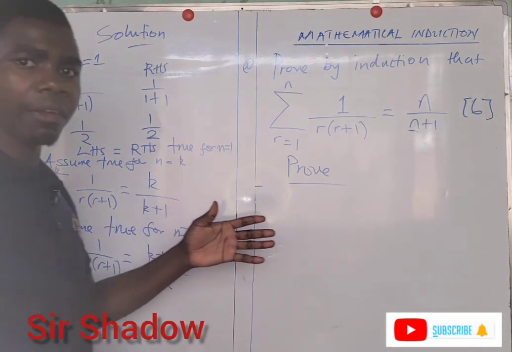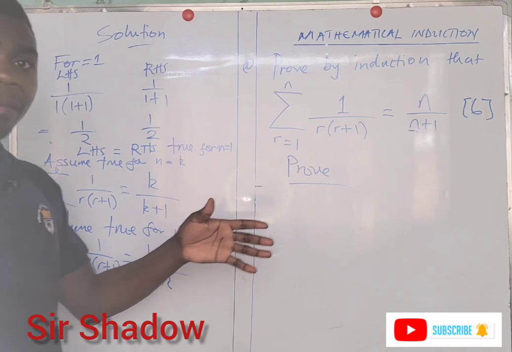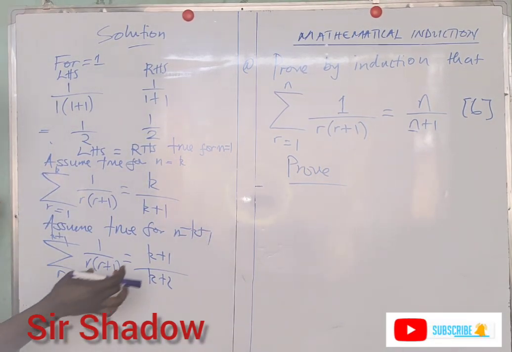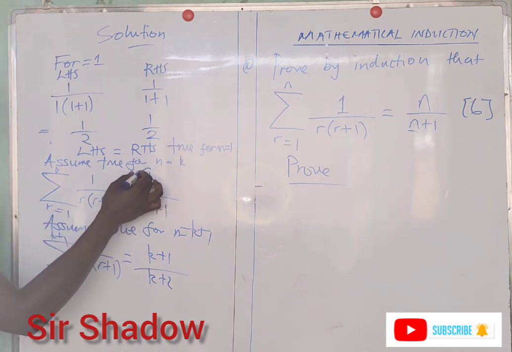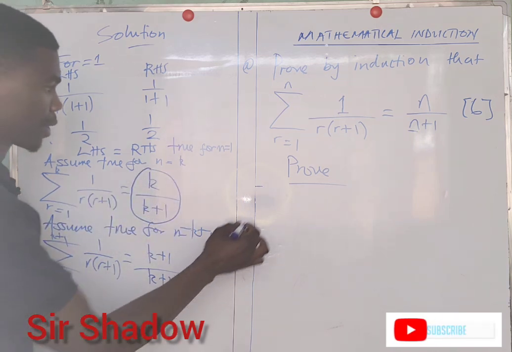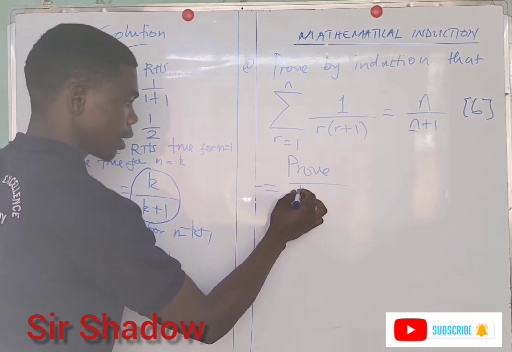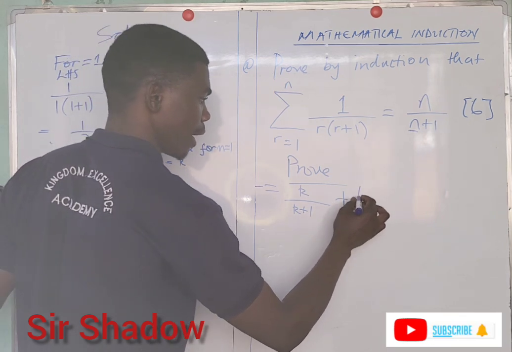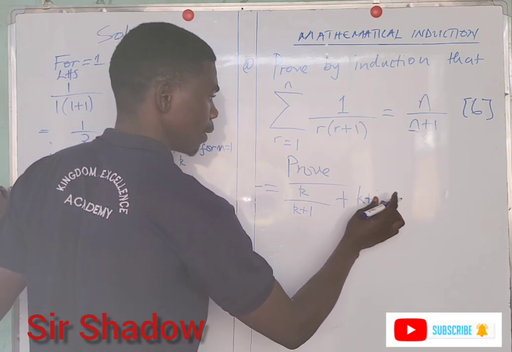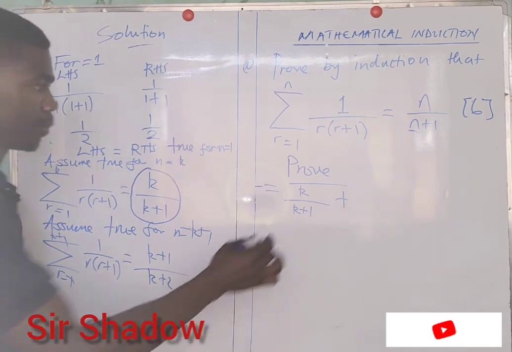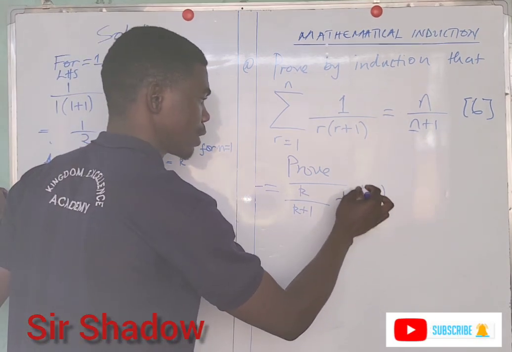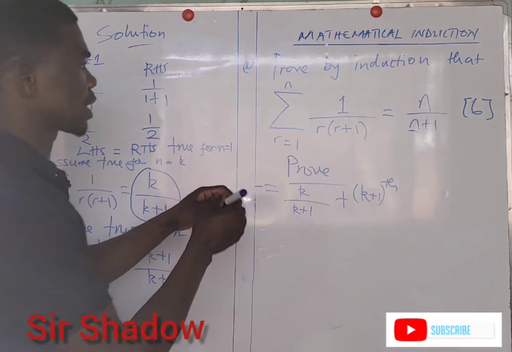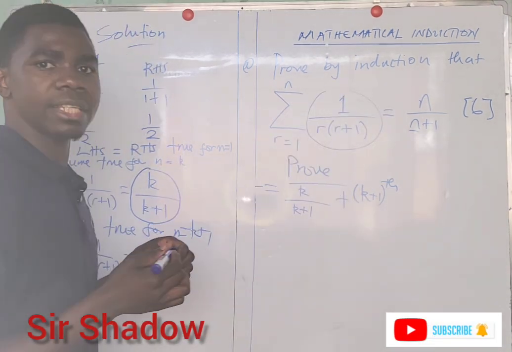Whenever we want to prove, remember we are on summations, so we have to add the k plus 1 term to the right hand side. So we are taking this expression, we assume true for n is equal to k. So this is equal to k over k plus 1 plus the k plus 1 term. So where do we get the k plus 1 term? We are going to use this expression here to find the k plus 1 term.